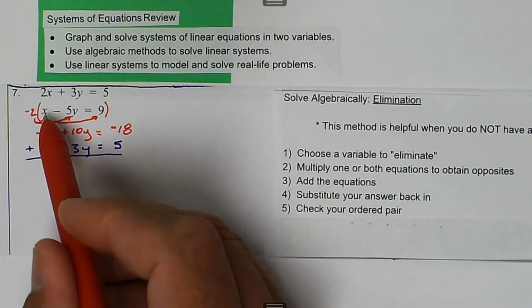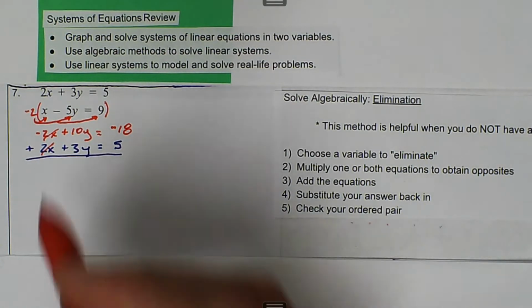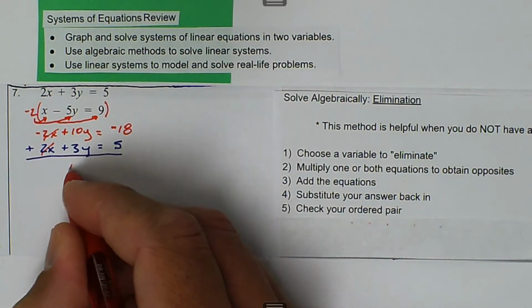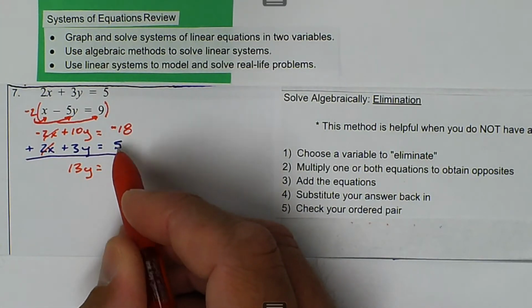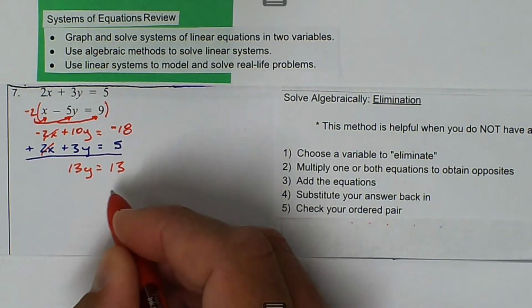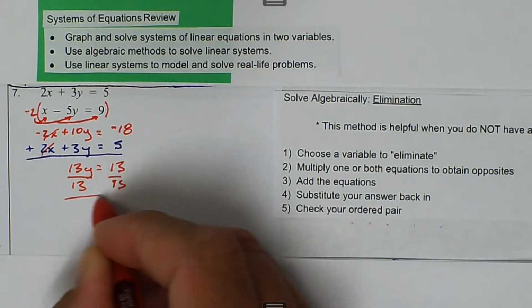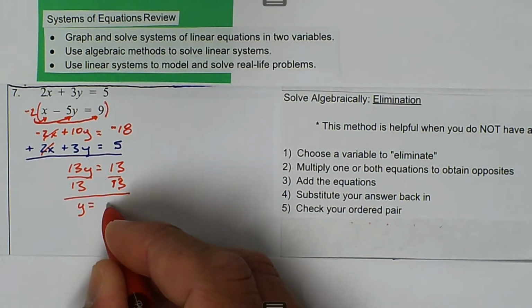The reason that we multiplied by -2 is to get these to cancel out. And once we get those to cancel, then we're going to add. So we have 10y plus 3y. That's going to be 13y. And -18 plus 5 is going to be 13. And then we can divide by 13, divide by 13, divide by 13, and we get y is equal to 1.